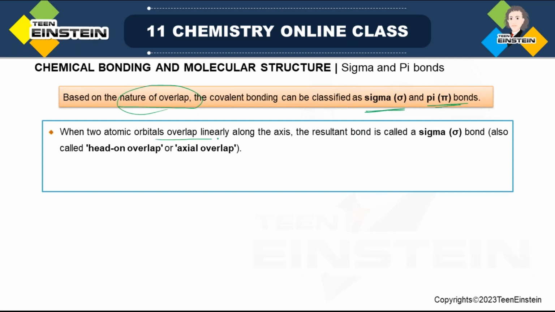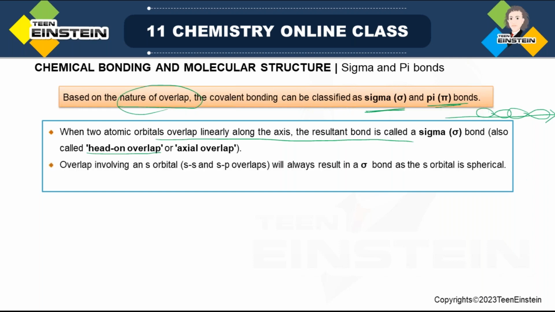So when two atomic orbitals overlap linearly along the axis, that means it's like this, along. If this is the axis, they are lying on the axis, not perpendicular to the axis. In this case, the bond will be sigma bond. It is also known as axial overlap, or you can call it head-on overlap. So it is also possible between 1s and 1p.